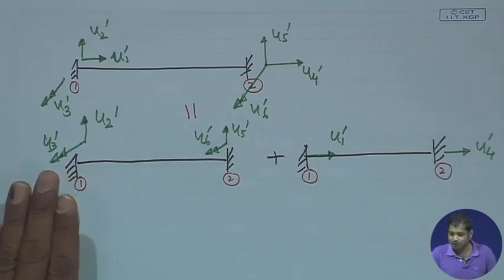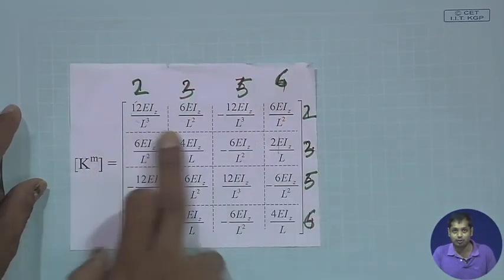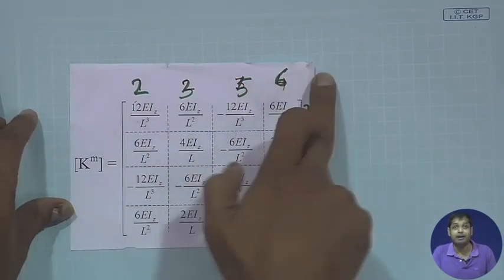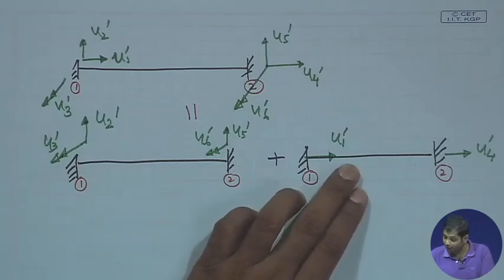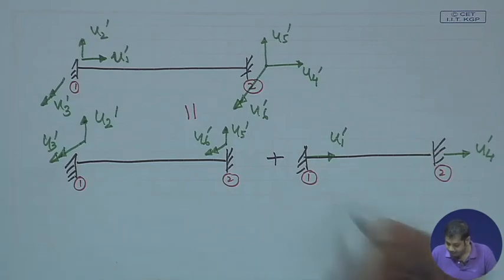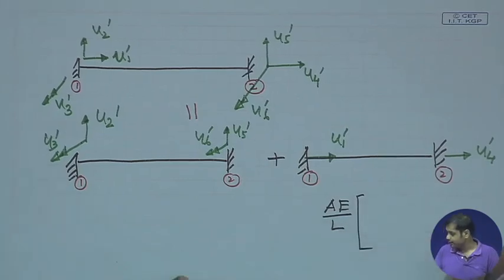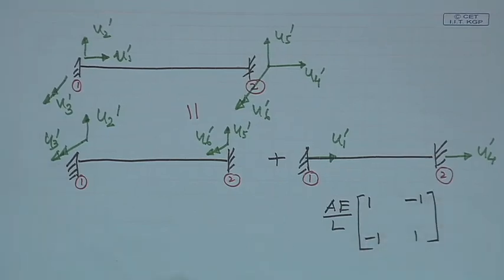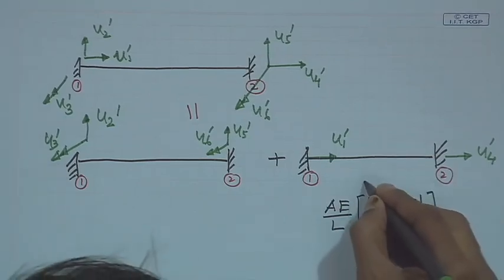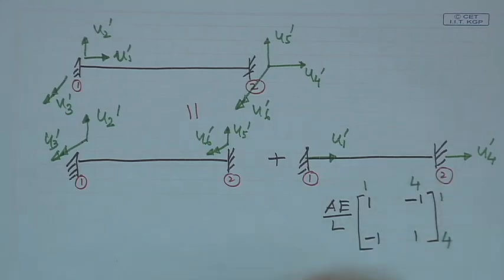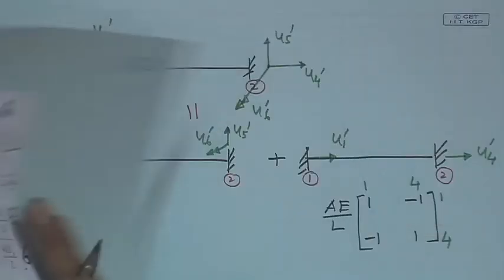This stiffness matrix corresponds to the degrees of freedom 2, 3, 5 and 6, and we have already obtained it. For the truss, if you remember, the stiffness matrix was like this: AE by L times [1, -1; -1, 1], with degrees of freedom 1 and 4 for the rows and columns.